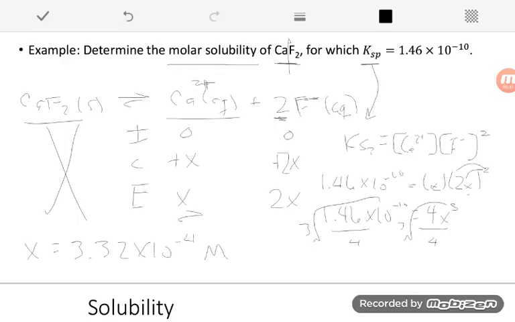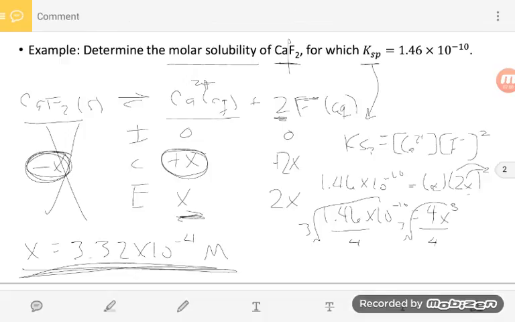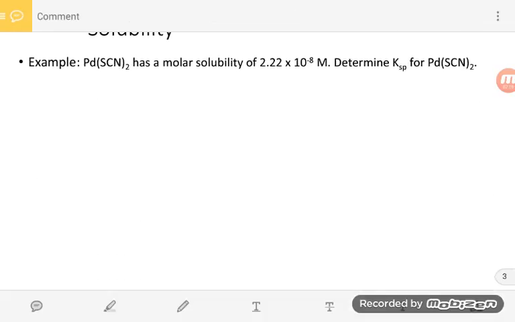So by working backwards, we can see that whatever x is really tells me, even though we don't include it in the ice table, that's basically my minus x over here. I had to lose that much of my solid to make that much of my ions. So when you solve for x in this ice table, that's really telling you your molar solubility. So if you're given Ksp and asked for molar solubility, make an ice table, solve for x. Really simple. Of course, we could be asked to do it the other way.